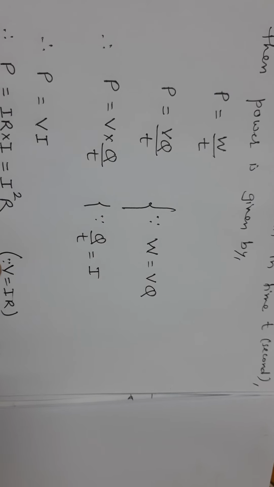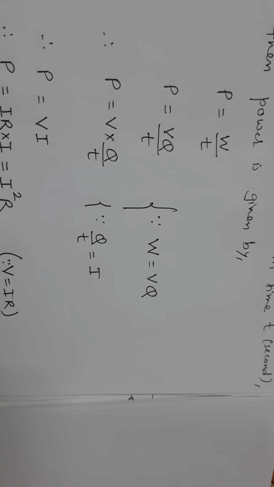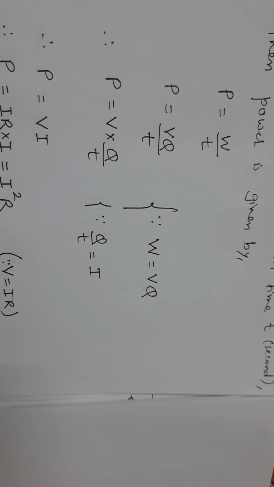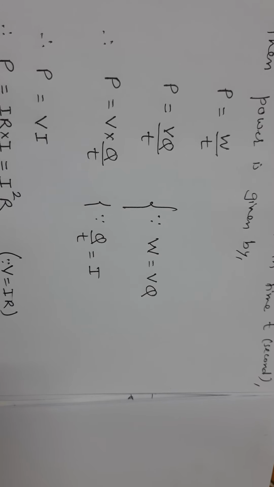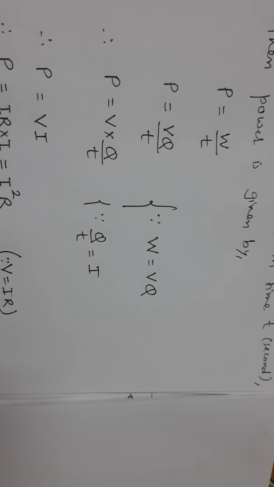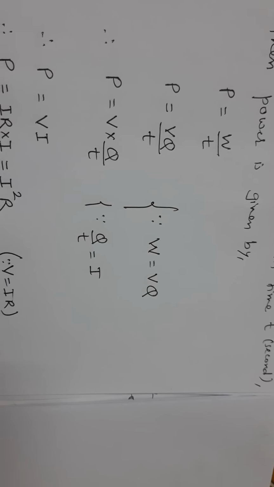Now if we replace V by IR, then we get another formula for power, that is I square R. So these are the different formulas for power. Depending upon what quantities are given in the numerical, accordingly the particular formula is to be used.